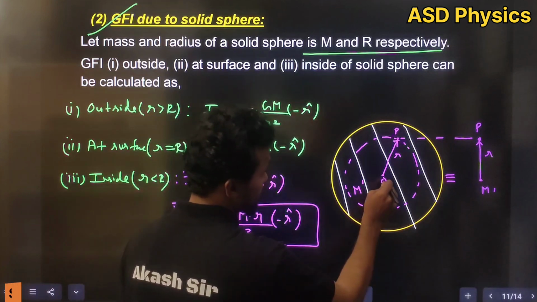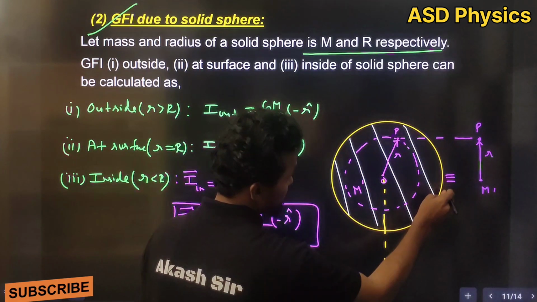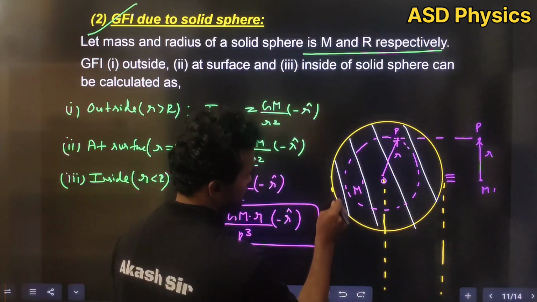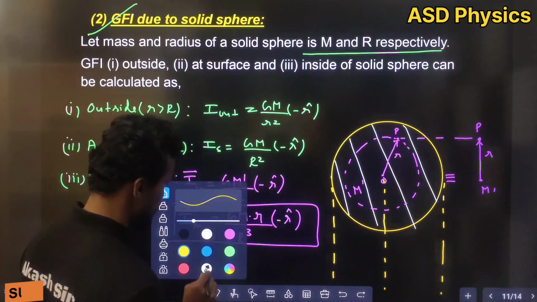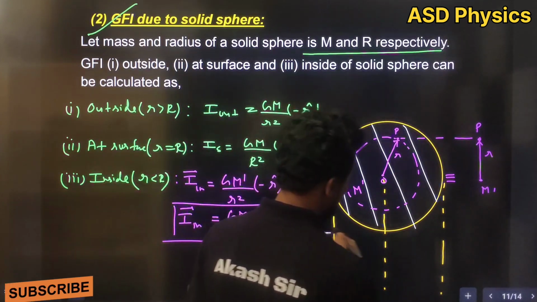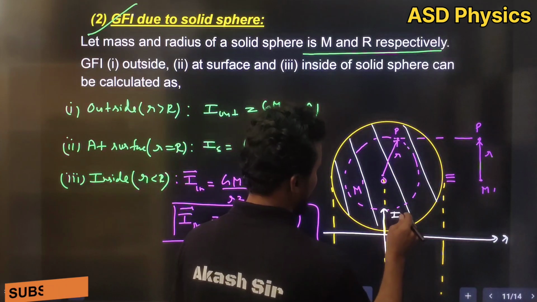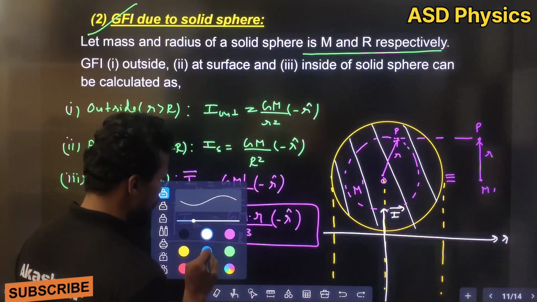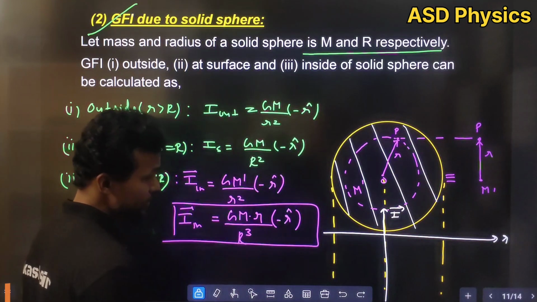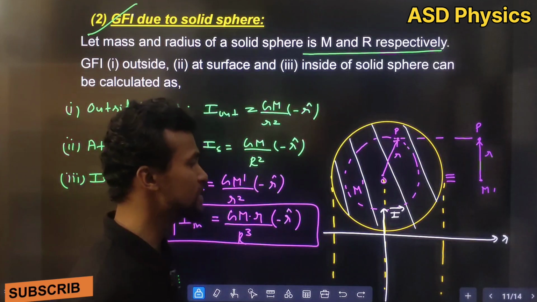So see here, please. I will draw it like this. This is also like this. Let me take here, this is r, and this side is I, vector form. So again, just like we have seen the gravity due to the solid sphere, acceleration due to gravity, in the same way.